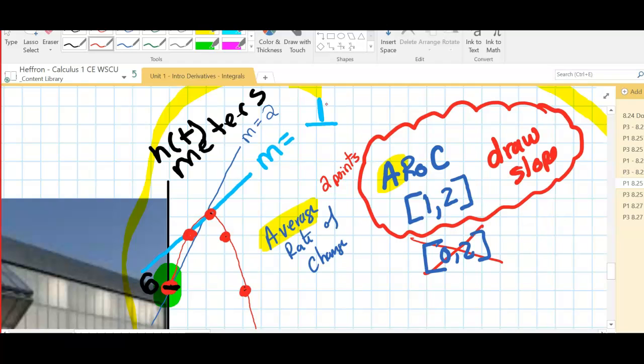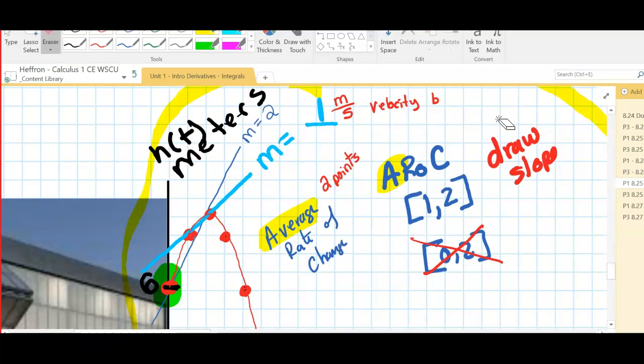And this one right here would have units, again, of meters per second, and it would be the velocity between, and this is where it's important, so make sure you're writing this down, the velocity between time equals 1 and time equals 2. So it's not velocity right now at an instant, but it's over time.